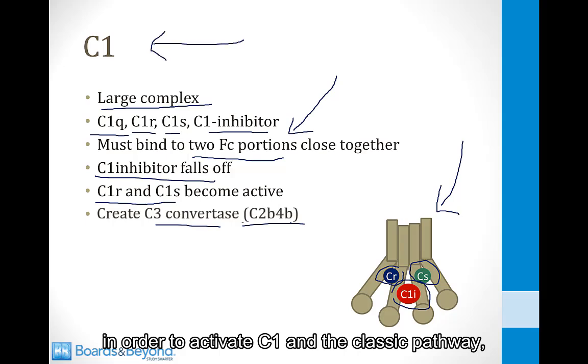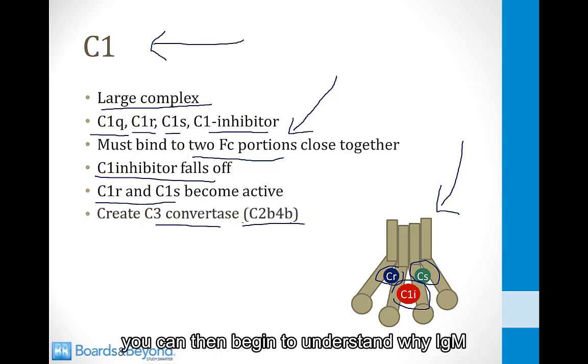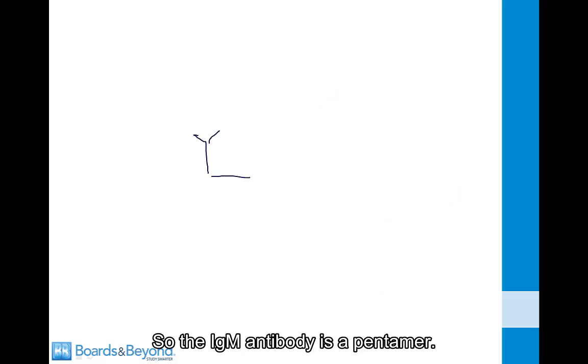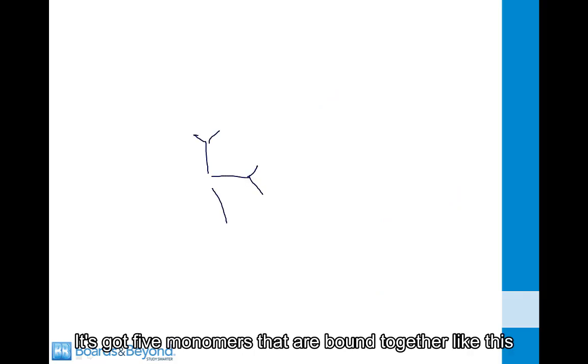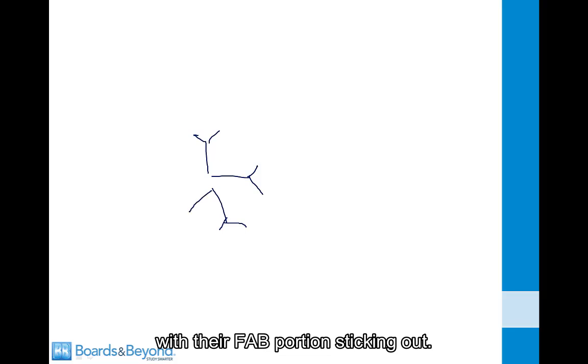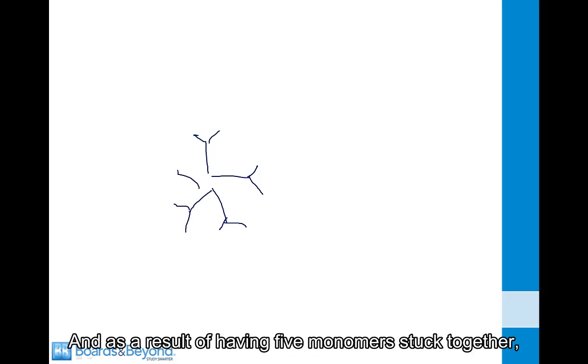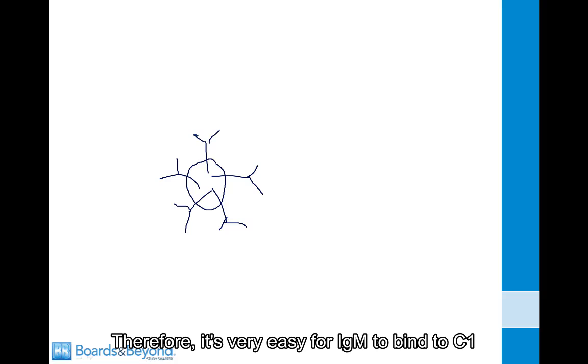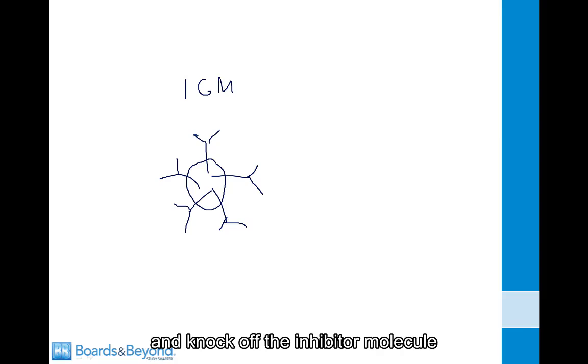Once you understand this principle that two Fc portions have to be close together in order to activate C1 and the classic pathway, you can then begin to understand why IgM is such a good complement activator. So the IgM antibody is a pentamer. It's got 5 monomers that are bound together like this with their Fab portions sticking out. And as a result of having 5 monomers stuck together, you have lots of Fc portions right near each other here. Therefore, it's very easy for IgM to bind to C1 and knock off the inhibitor molecule with all these Fc portions close together.